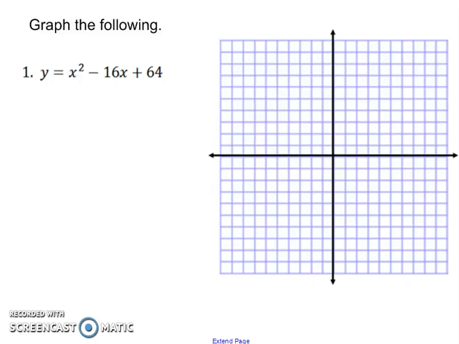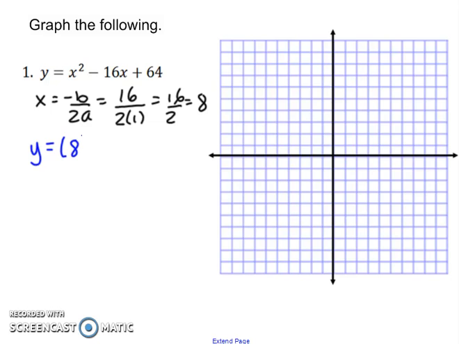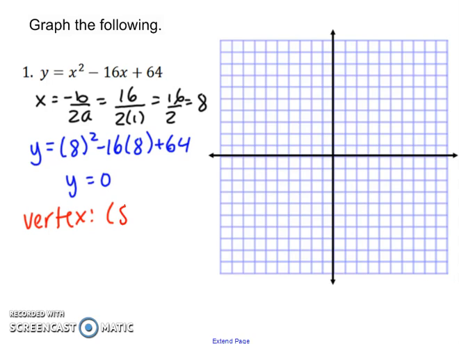Okay, so let's put all this together and graph some. I'm going to graph the following. First thing we want to do is find the vertex. So we're going to do x equals negative b over 2a. So positive 16 over 2 times 1. I get 16 over 2, which is 8. To find the y, I plug it back in. So 8 squared minus 16 times 8 plus 64. If we solve this, we'll get that y equals 0. So now I have my vertex. My vertex is the point (8, 0).